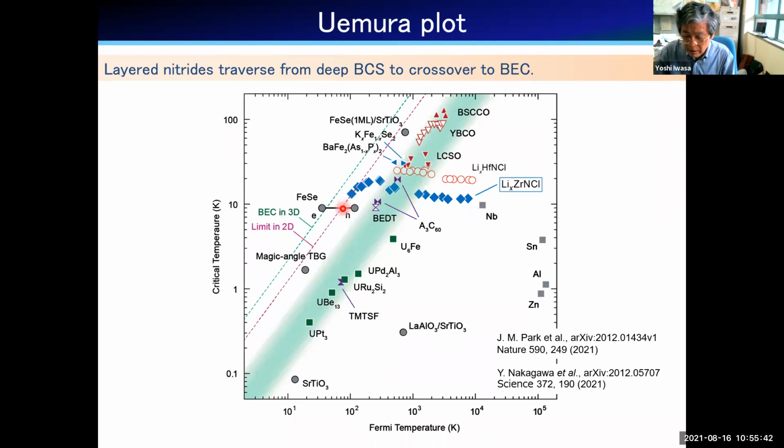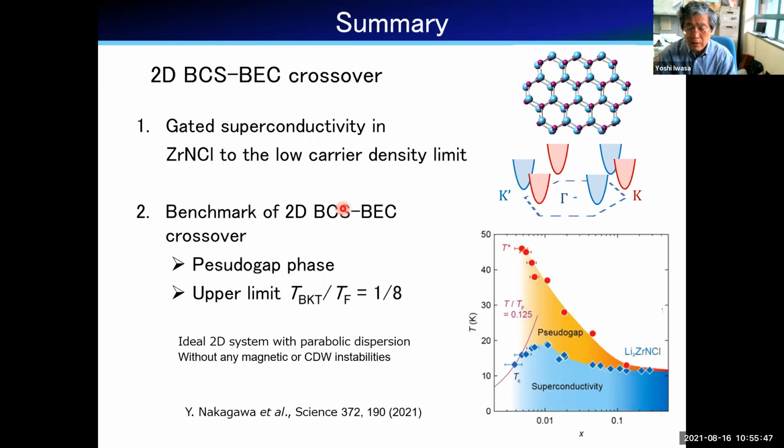So with this, I'd like to summarize my talk. I think I have introduced what BCS-BEC crossover is, using gate-induced superconductivity in zirconium nitride chloride. We introduce a benchmark of the two-dimensional BCS-BEC crossover, and we have shown our observation of the BCS-BEC crossover. Thank you very much for your kind attention, and thank you for this opportunity again.